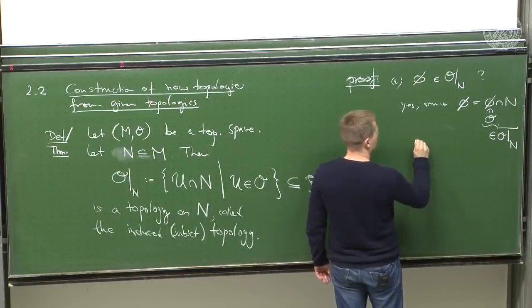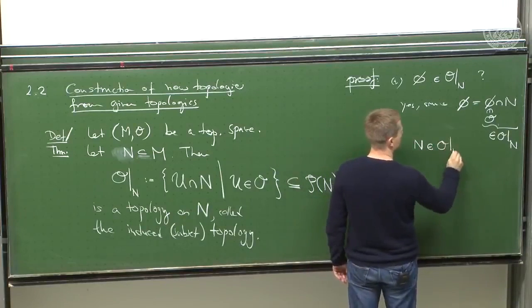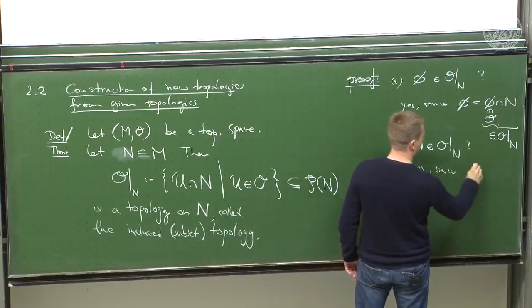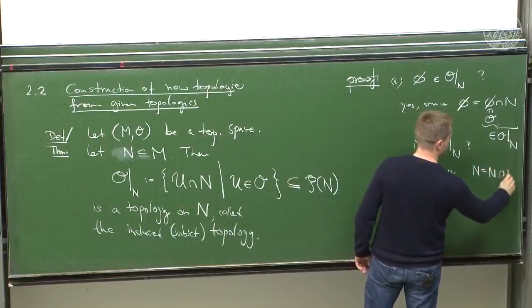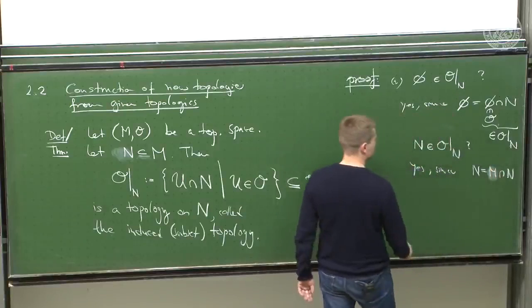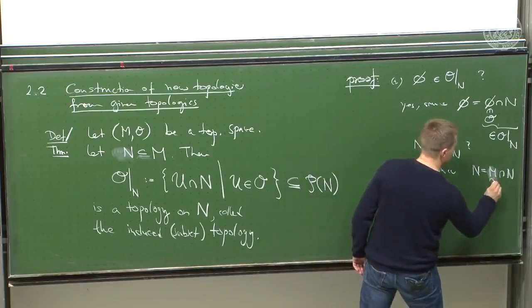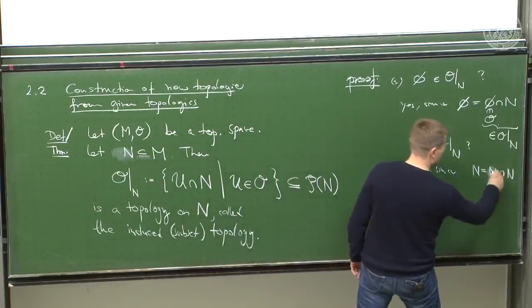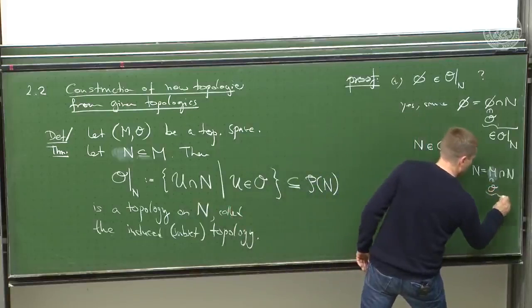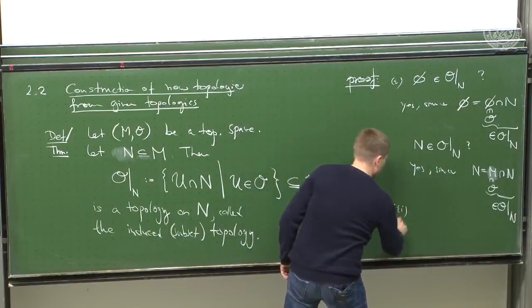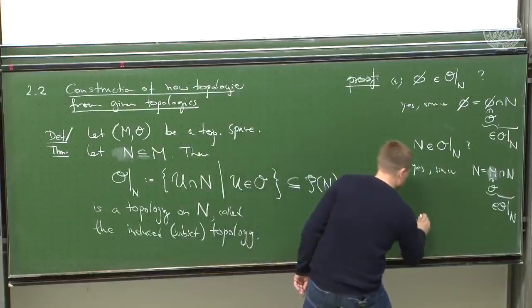Similarly, you have to ask whether the entire set N is in there. Yes, it is, since you can write the entire set N as M intersected N. Capital M is clearly an element of the topology on M by the first axiom of the topology, but then because it has precisely this form, the whole thing is an element of O_N, hence N lies in O_N. First thing checked.